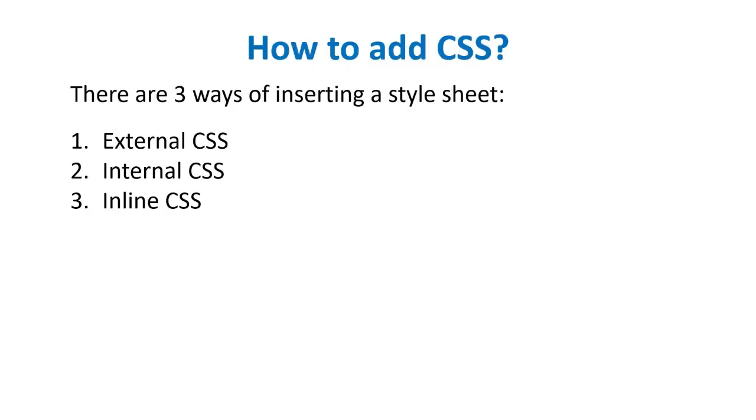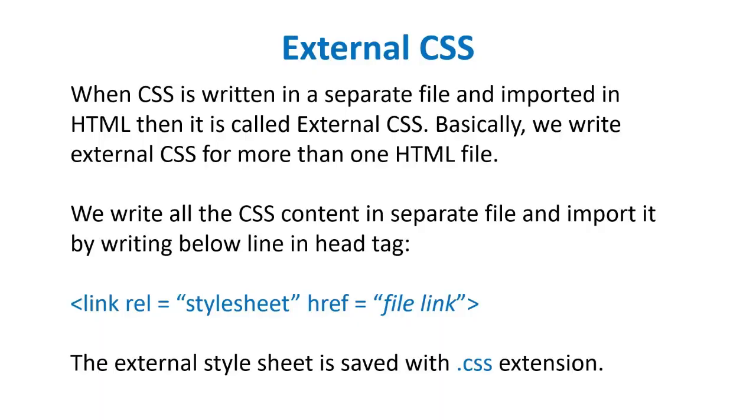There are 3 ways of inserting a style sheet: external CSS, internal CSS, inline CSS. When CSS is written in a separate file and imported in HTML, then it is called external CSS. Basically, we write external CSS for more than one HTML file. We write all the CSS content in a separate file and import it by writing the below line in head tag: link rel equals stylesheet, href equals file link. The external style sheet is saved with .css extension.